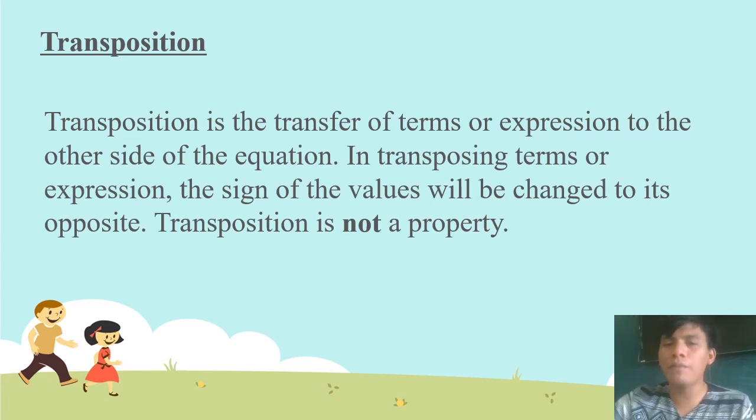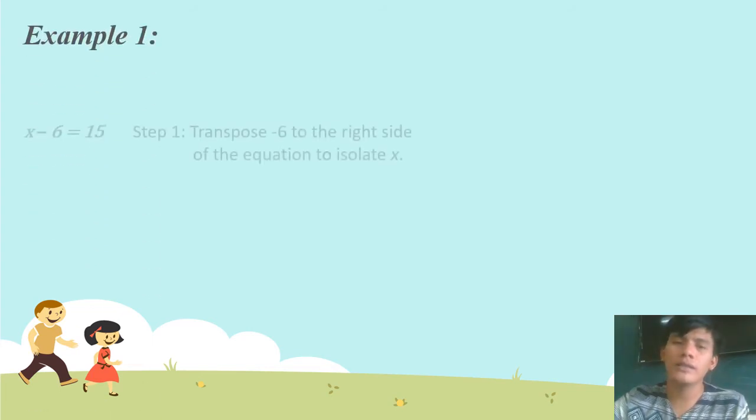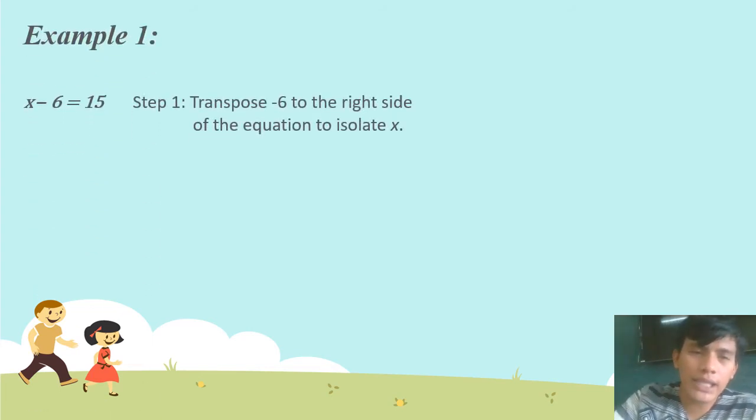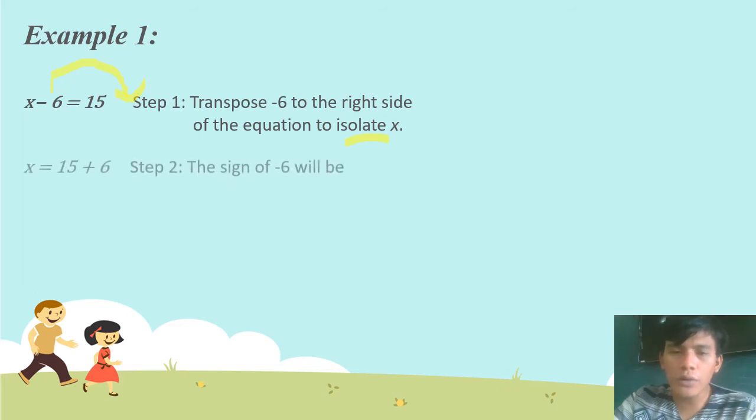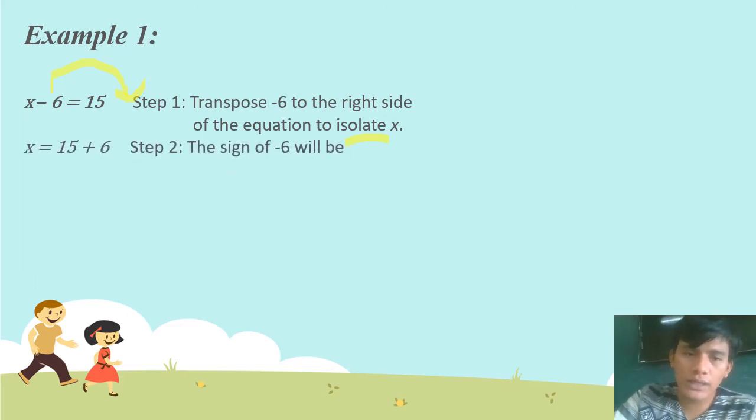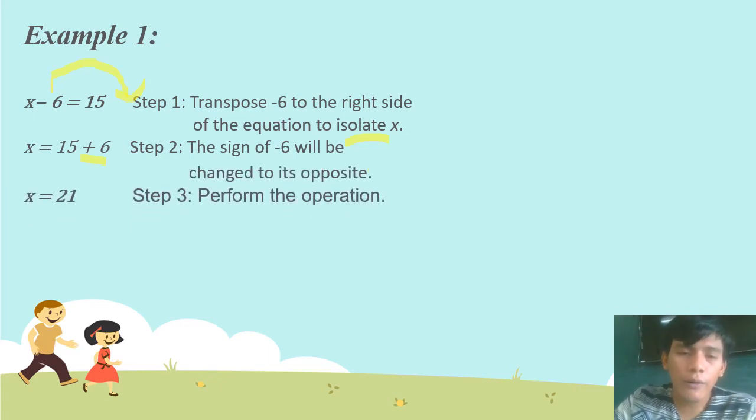Let's have an example for this transposition. x minus 6 is equal to 15. To isolate x, we need to transpose negative 6 to the other side. From negative, it will turn to positive 6. x is equal to 15 plus 6. Then perform the operation. 15 plus 6 is equal to 21.